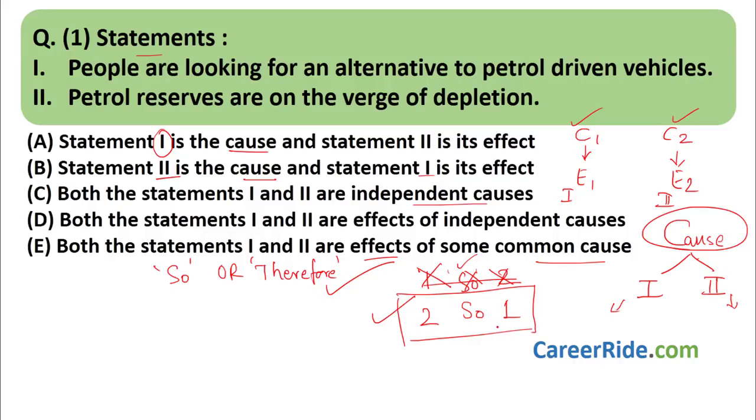Now, a very important thing: whatever sentence comes before "so" is your cause. Whatever sentence comes after "so" is your effect. So over here, the second sentence is the cause, and the first sentence is its effect. So this first sentence is the effect of the second sentence. So the answer is B. Statement 2 is the cause, statement 1 is its effect.